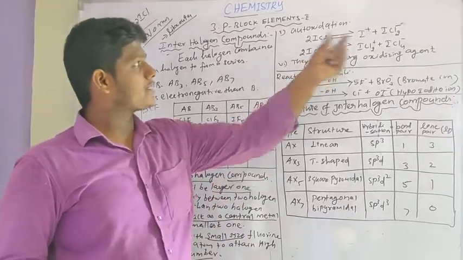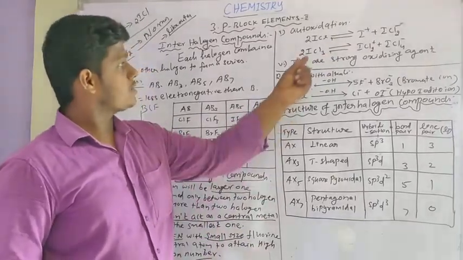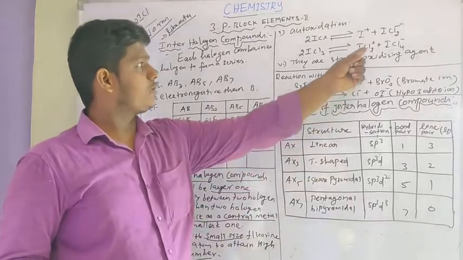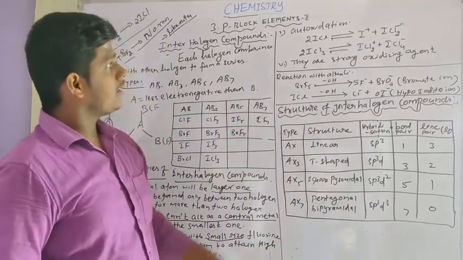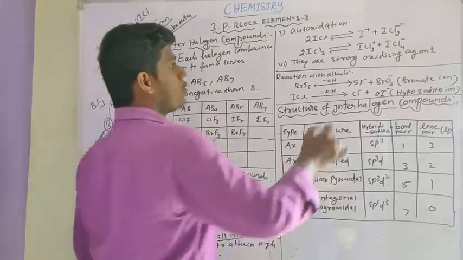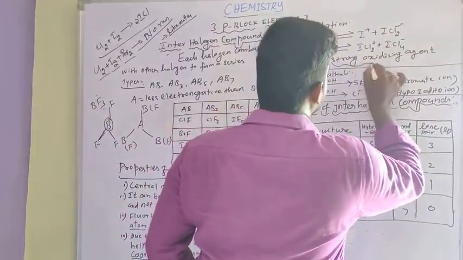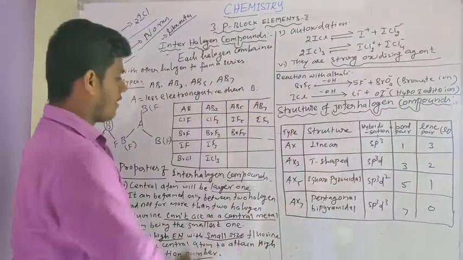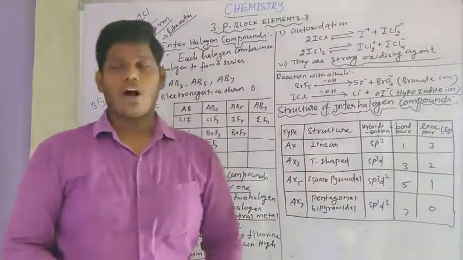Also auto-ionization: ICl gives I+ and ICl2-. Also ICl3 gives ICl2+ and ICl4-. These are the auto-ionization dissociations. They also act as strong oxidizing agents. These are the properties of interhalogen compounds.